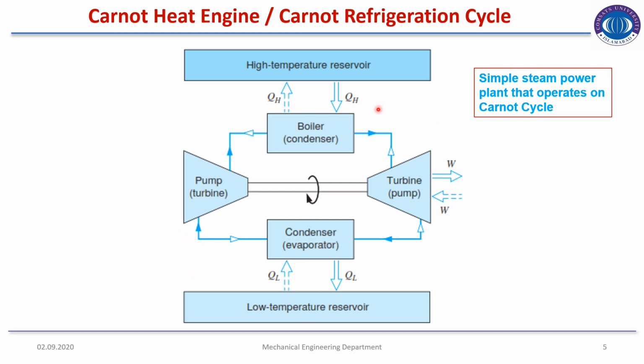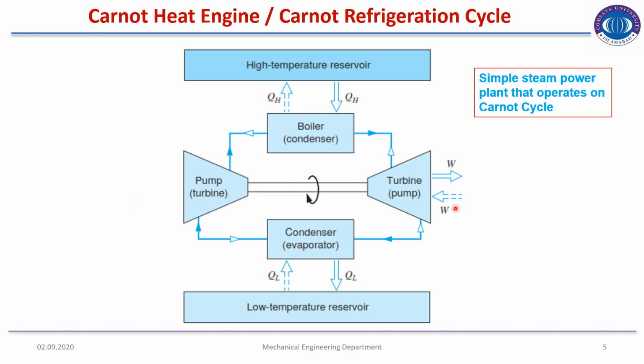So that is the process of Carnot heat engine or reverse Carnot heat engine. So Carnot refrigeration cycle is the reverse of Carnot heat engine. As you know, in a refrigerator we have four components: an evaporator, a compressor, a condenser and an expansion valve.